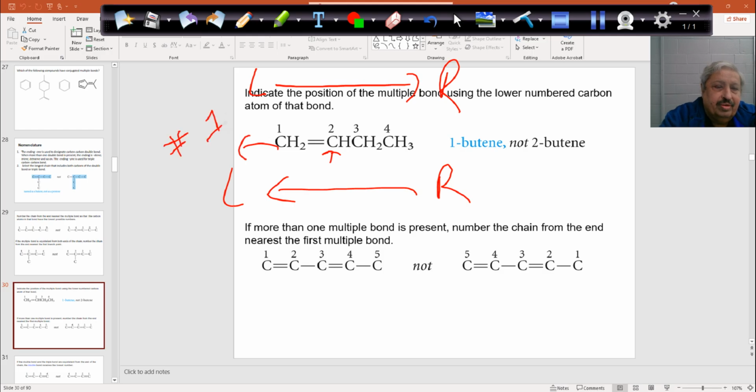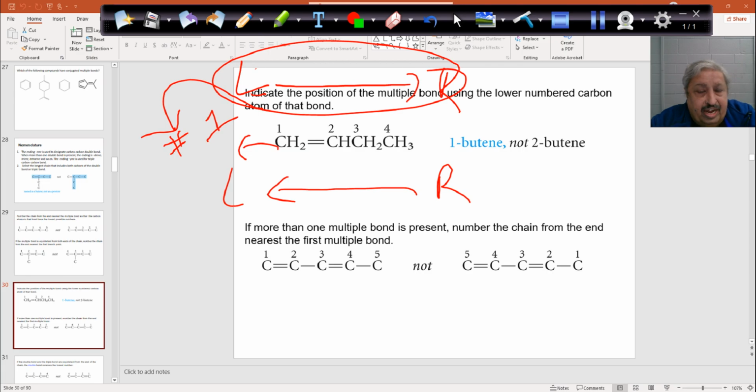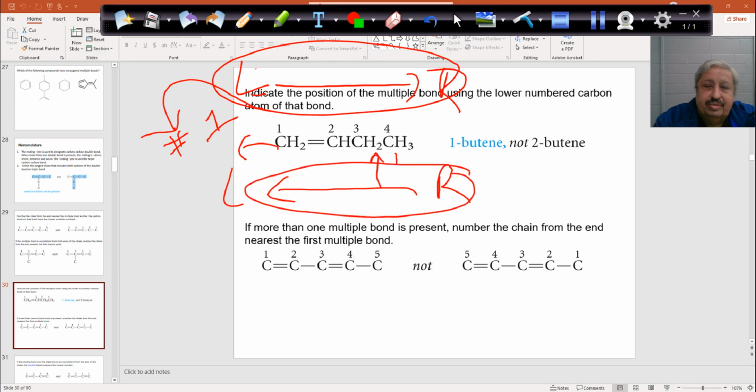This is number 1. Correct? Not here. This is number 1, the double bond. Correct? And if I go from left to right, it will give me carbon number 1. If I go from right to left, this will be number 1. Now I'm looking at this. 1, 2, 3 will be number 3. Number 3 is higher than number 1.